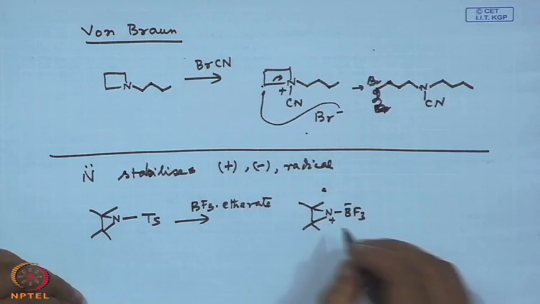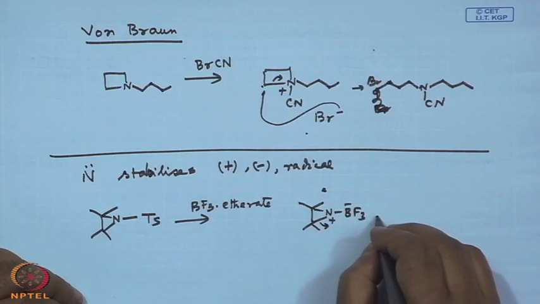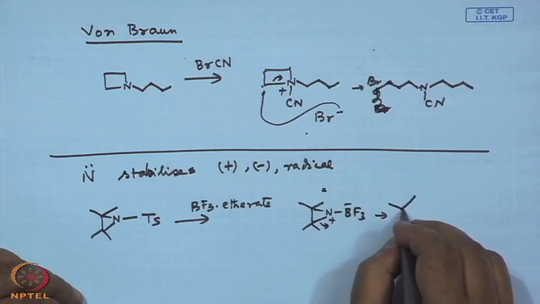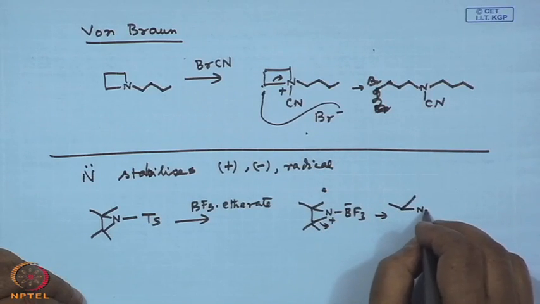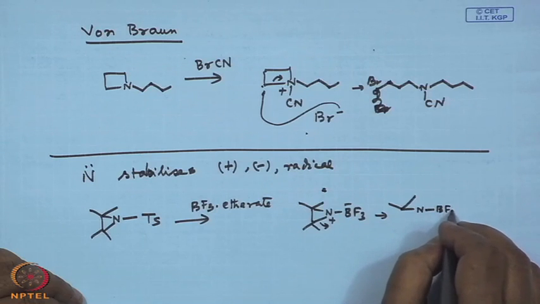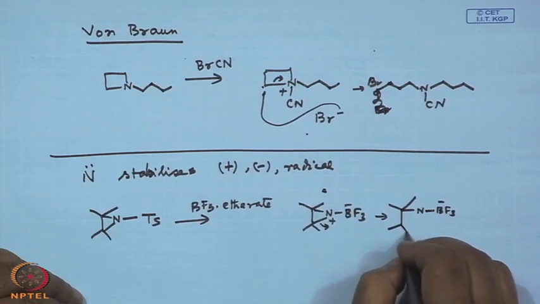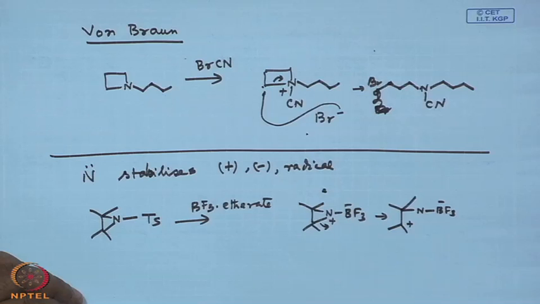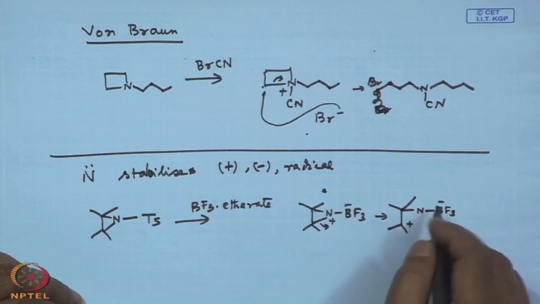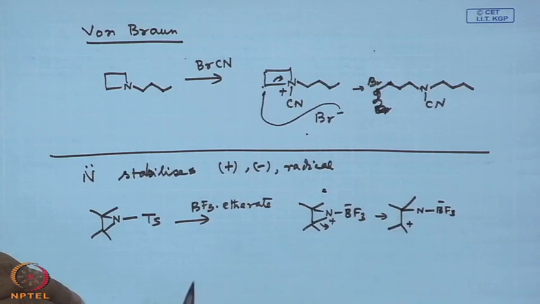It will ring open, fine. That is also perfectly all right. So, it will have a ring opening. So, ring opening, BF3 minus and this. Now, what is it? This important structure, the intermediate, has to be identified.